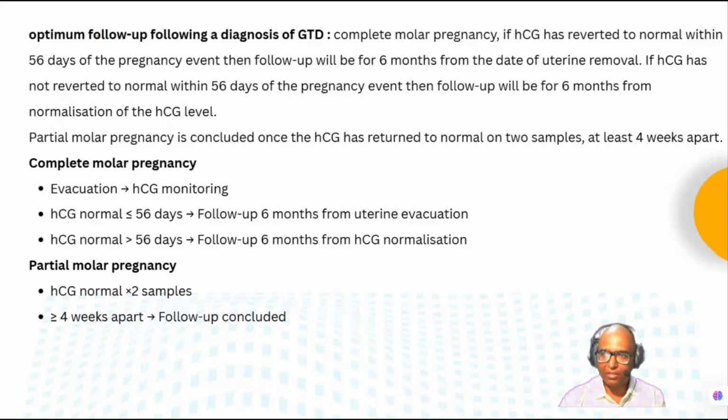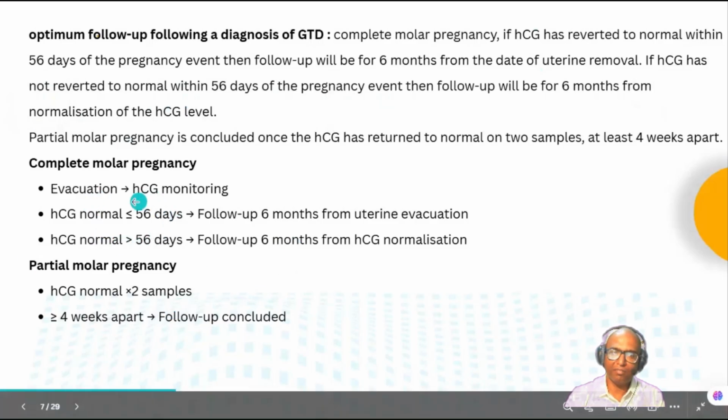So what exactly does this mean? Suction curettage is the treatment of choice. Post suction curettage, you will monitor the beta hCG of these patients and see when it comes to normal. If it comes to normal within 56 days, or up to 56 days, then the follow-up is for 6 months from the date of suction evacuation. If the beta hCG has come to normal after 56 days, then the follow-up will be for 6 months from the normalization of the hCG level. This is the difference between the two.